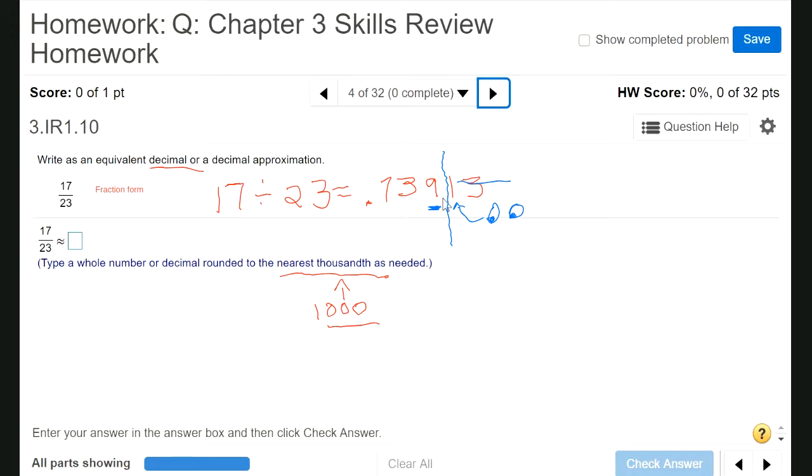Since the 1 is smaller than 5, that means we are going to keep the 9. If it was 5 or bigger, we would add 1 to the 9, which would mean we'd have to change it to a 10, and then that would make the 3 become a 4. But since that's just a 1, we're going to keep the 9. So our answer here is going to be 0.739. Any questions? Don't forget to put the top number first. It has to be the top divided by the bottom.